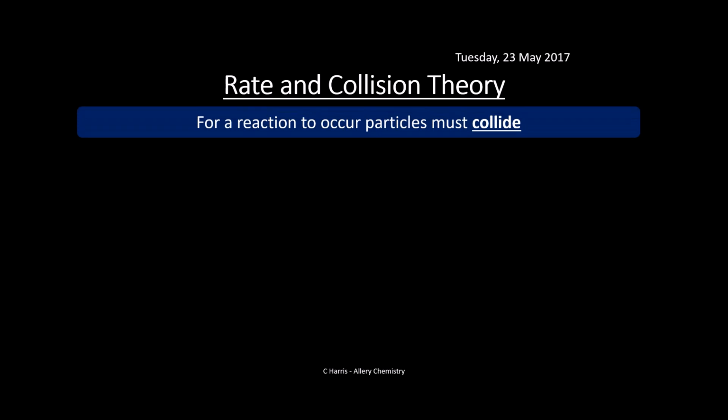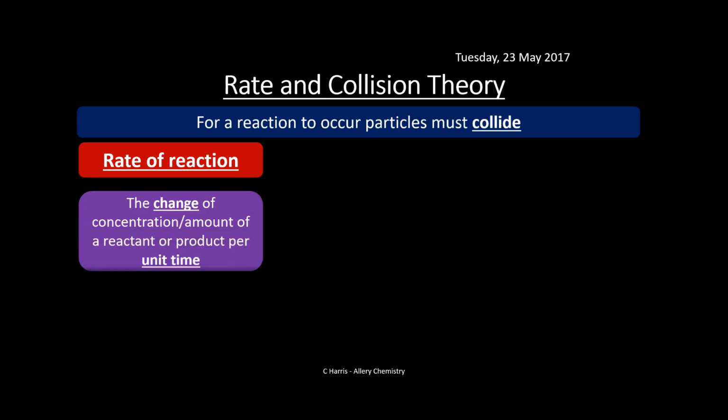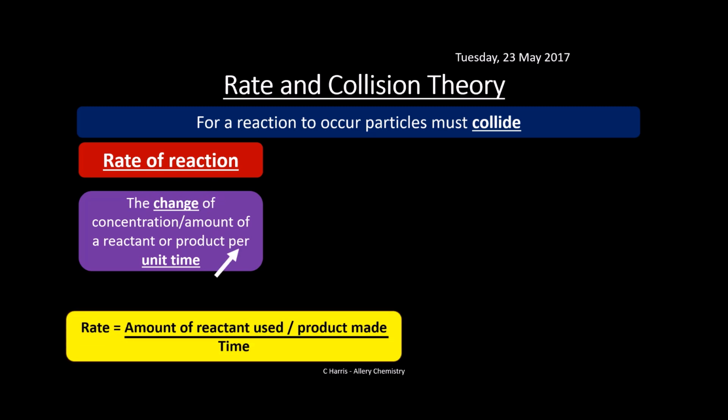Okay, so let's have a look at rate and collision theory. For a reaction to occur, the particles must collide. So we're going to look at rate of reaction. Rate of reaction is the change in concentration or the amount of a reactant or product per unit time. That could be per second, per minute, per hour, whatever the time is that we're using. So rate is the amount of reactant used or product made, it doesn't really matter which one, over time. You've got to know that equation.